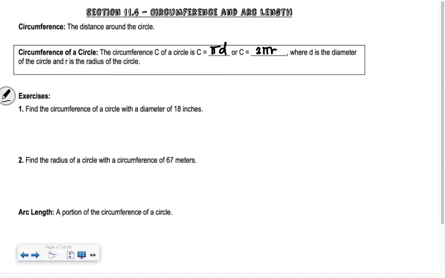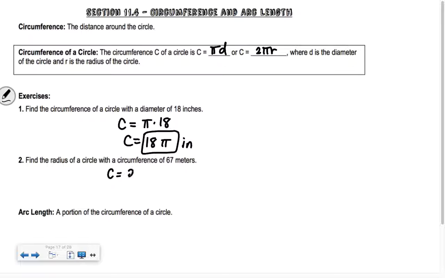So number 1, it says find the circumference of a circle with a diameter of 18 inches. Really easy. If I do my pi times diameter, it's pi times 18. So it's just 18 pi. Done. What would my units be? Yeah, it's still just inches, right? It's not like inches squared or anything. It's inches.